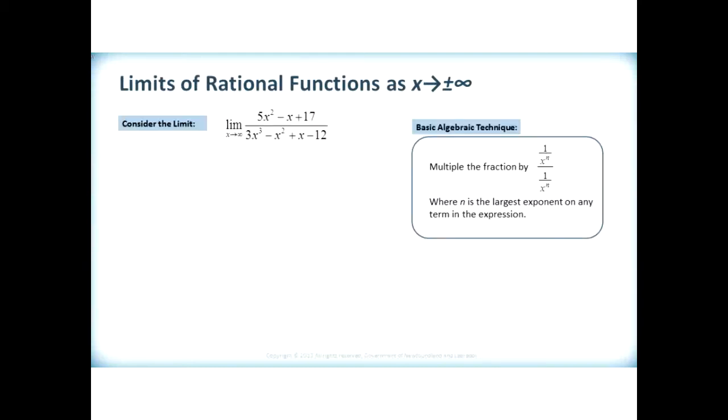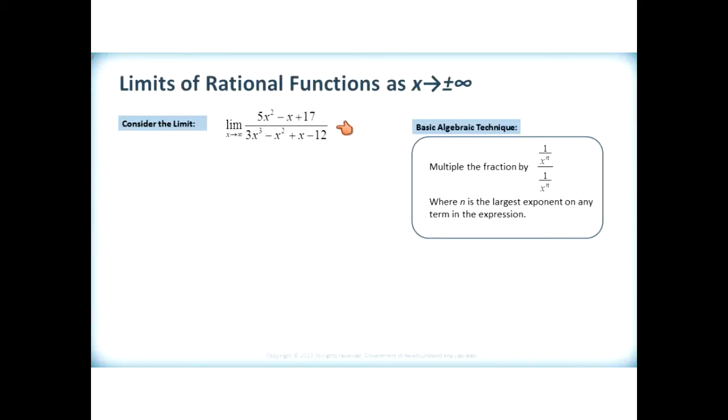Okay, so let's get to some more interesting things. Let's look at the limit of a rational function. I've got a polynomial in my numerator and a polynomial in my denominator, and I have to find the limit, in this case, as x approaches positive infinity. There's a basic technique that we use to evaluate these. First, we look for the largest power of x that we see anywhere in this expression. In the numerator, the biggest power I see is x squared, so a power of 2. And in the denominator, I see x cubed, so a power of 3.